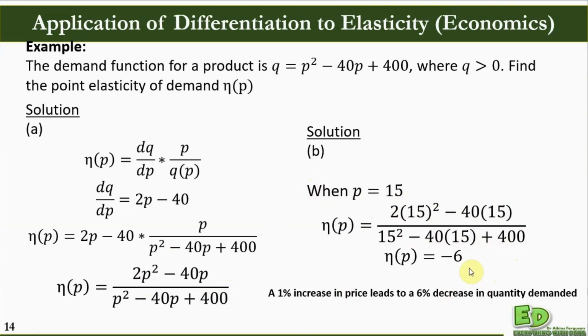The interpretation is that a 1% change, or a 1% increase in the price of the commodity or product, leads to a 6% decrease in the quantity demanded of that same product. So if the price increases by 1%, the quantity demanded decreases by 6%. It also means that there is a negative relationship between price and quantity of that product or commodity.